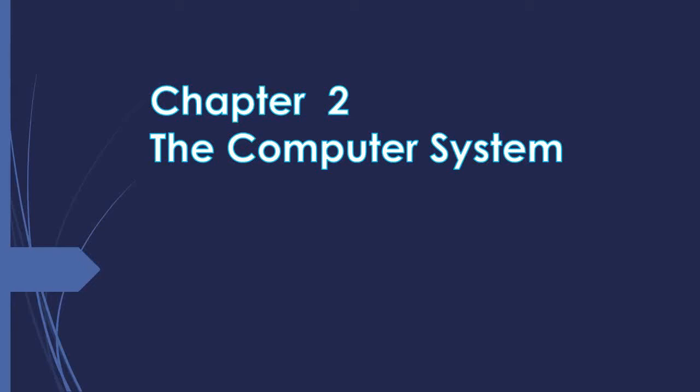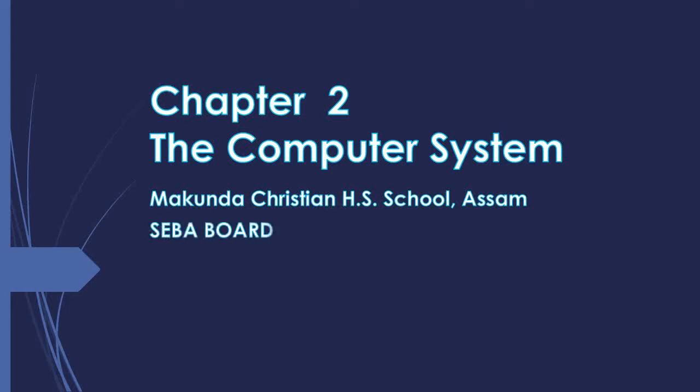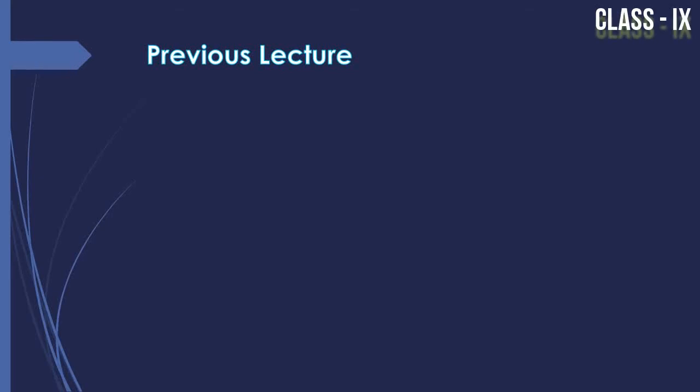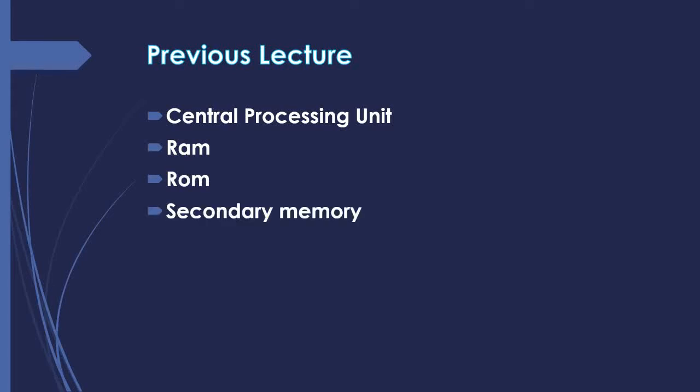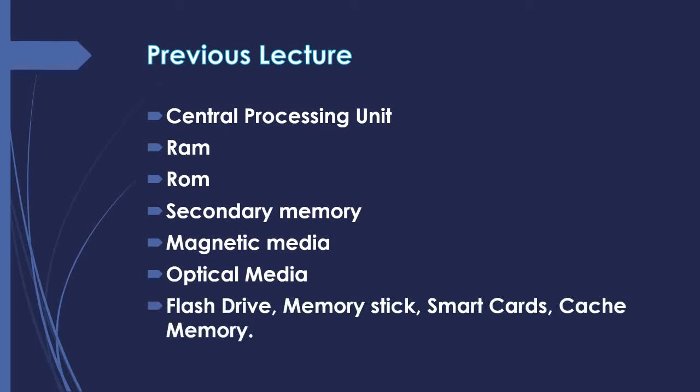Today we are going to have classes on chapter 2, the computer system. From this chapter already we have completed quite many topics. So let us start. Before proceeding, let us see what we completed in the previous lecture: central processing unit, RAM, ROM, secondary memory, magnetic media, optical media, flash drive, memory stick, smart card, cache memory. These things we already completed in the previous lecture.